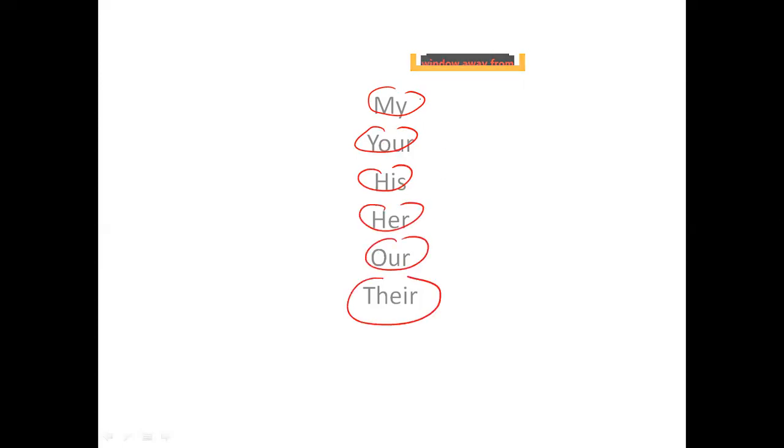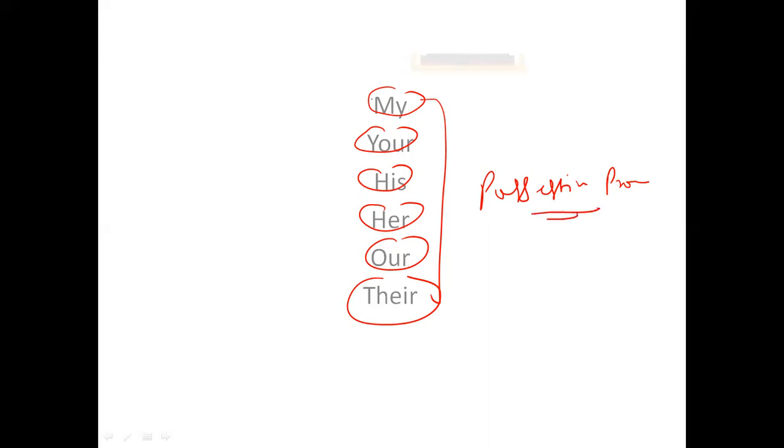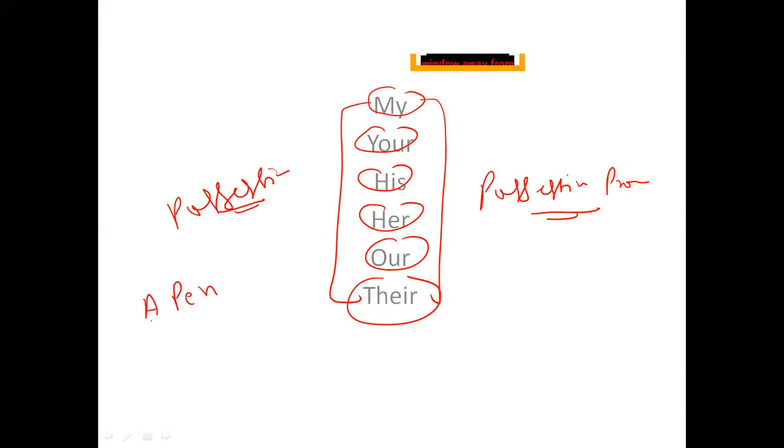Now, these are the possessive pronouns in English. We have my, your, his, her, our, their. So all these are possessive pronouns, right? Why possessive pronouns? Because these words show possession. If I say a pen, it is not showing any possession. So a is an article. Which article? Indefinite article.